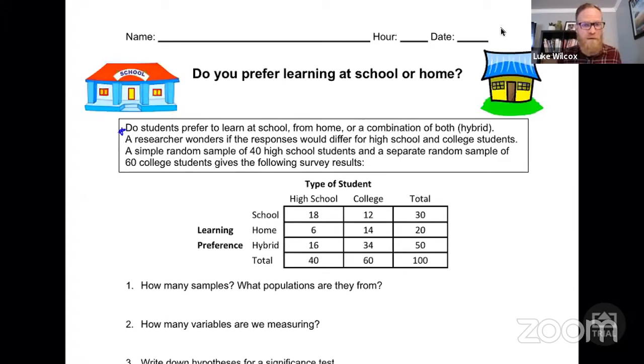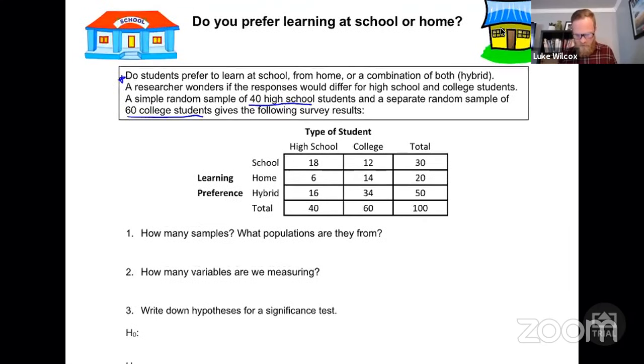It says, do students prefer to learn at school, from home, or a combination of both, which I'm calling hybrid. A researcher wonders if the responses would differ for high school and college students. A simple random sample of 40 high school students and a separate random sample of 60 college students gives the following survey results. And so we have the results of the survey.